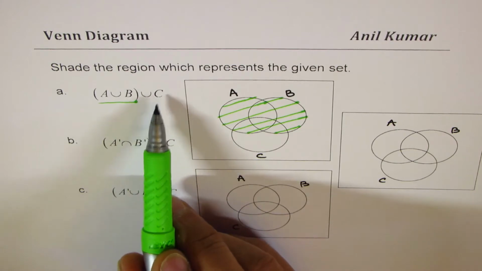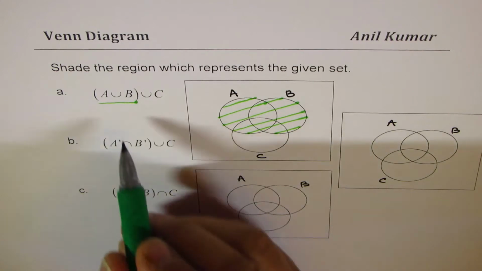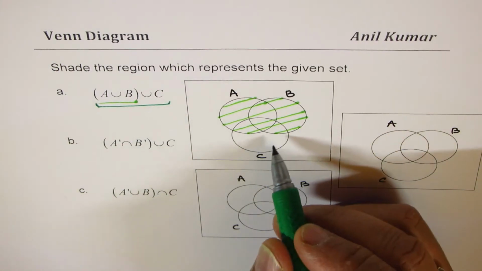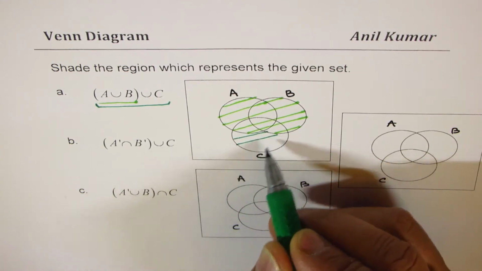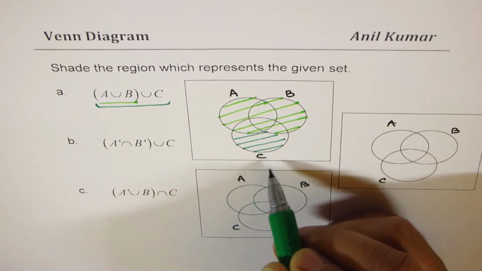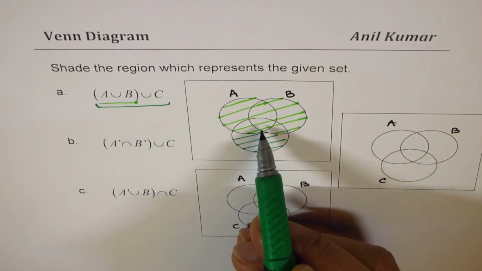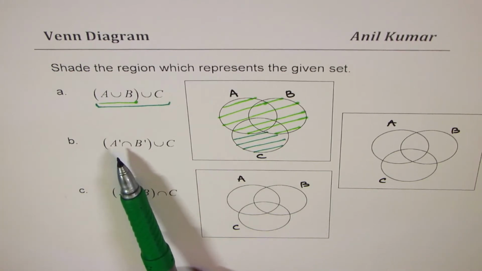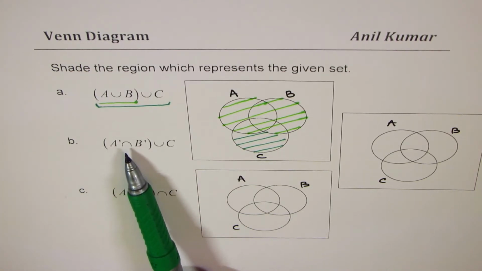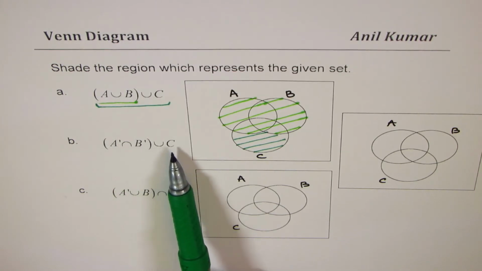Now we are saying union C. So union C means that we will also include whatever is inside C, right? So everything within these circles becomes a part of union of A, B, and C. Right? So we can see there are overlappings here. Okay. Now let's look into the other set, which is now we will do intersection of not A and not B, complements of A and B, and then union of C.